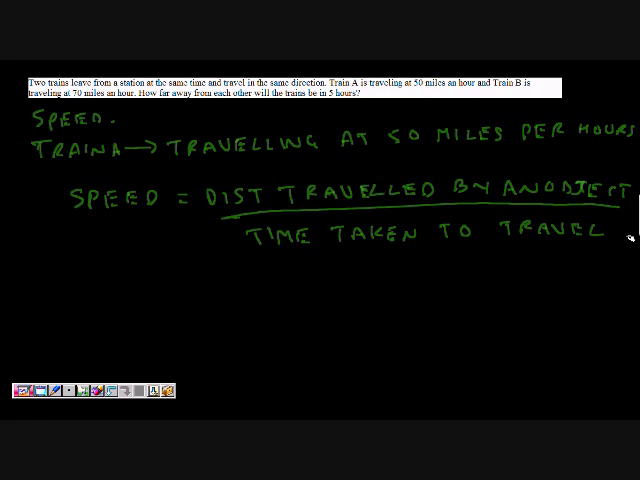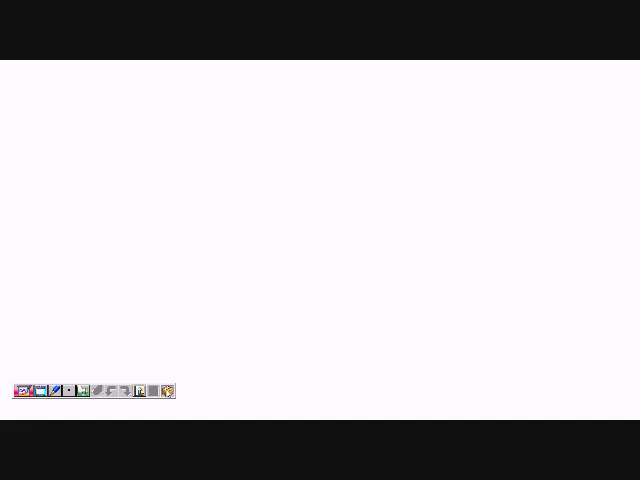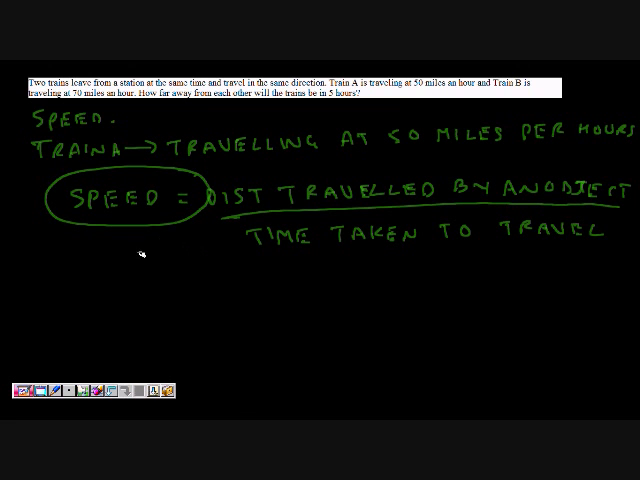Okay, so how do you use this concept of speed in solving the problem? Let's take a look at that. Before we go any deeper, let's review the problem once again. So we're given two trains and they leave the station at the same time and are traveling in the same direction. Train A is traveling at 50 miles per hour and train B is traveling at 70 miles per hour. And we are supposed to find out how far these trains are apart from each other in 5 hours.